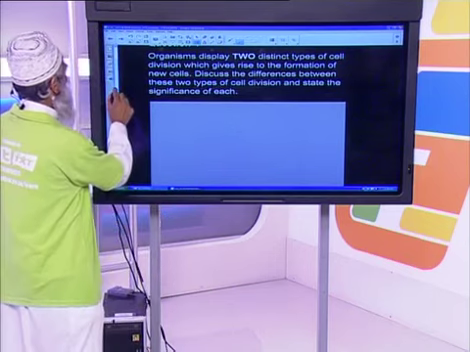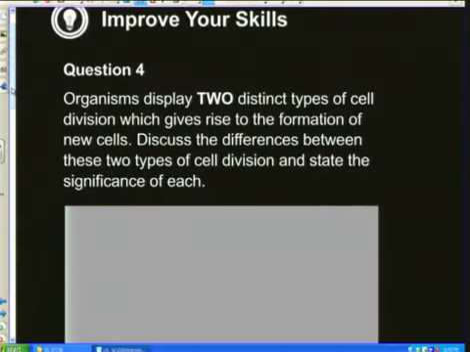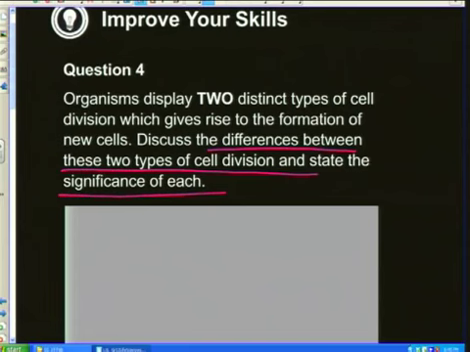Let's move on. An essay question. Every week we're trying to give you one essay per chapter, so it makes your life actually easy to look at essays as well. Organisms display 2 distinct types of cell division, which give rise to the formation of new cells. Discuss the differences between these 2 types of cell division, and state the significance of each. So there's 2 verbs here. One is discuss, and one is state. Whatever comes after the verb is what you have to do. Discuss the differences between these 2 types of cell division.